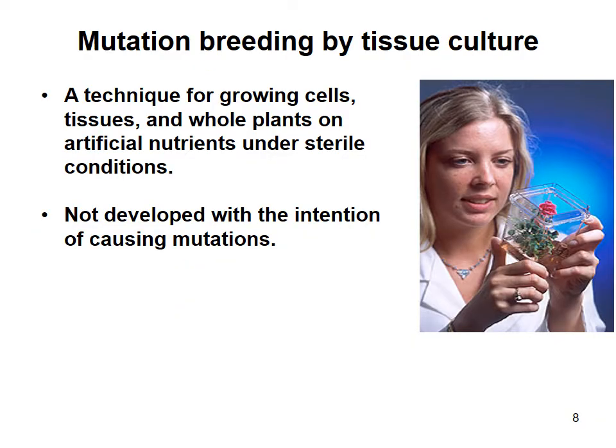Another method for increasing the number of mutations in plants is tissue culture, often performed in small glass or plastic containers. Tissue culture was not actually developed with the intention of causing mutations, but the discovery that plant cells and tissues grown in tissue culture would mutate rapidly increased the range of methods available for mutation breeding.